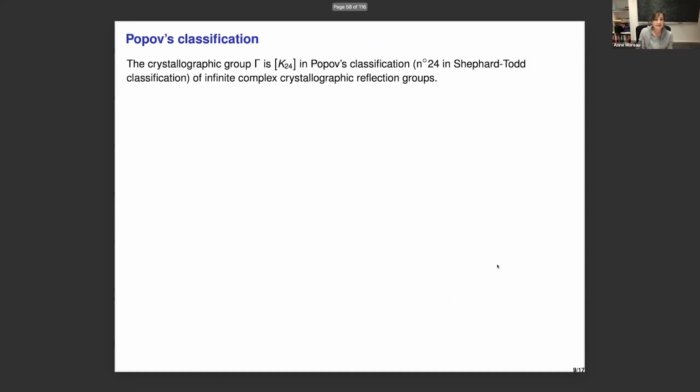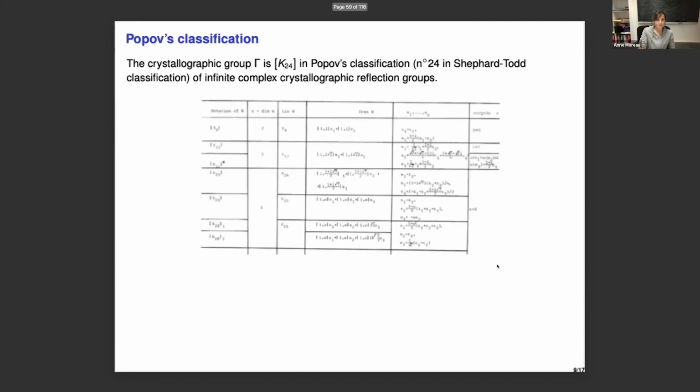So next, in Popov's classification, the group gamma, which is a complex crystallographic group, is K24. And 24 refers to the Shephard-Todd classification, which was done previously, but Popov's classification is given in terms of graphs. So here, again, is a fragment of Popov's classification, and our group appears as K24. Sorry, I should not move the mouse. So here you see really our lattice, because the fourth column gives you the subgroup of translations. And yeah, maybe I don't need to comment on the data.